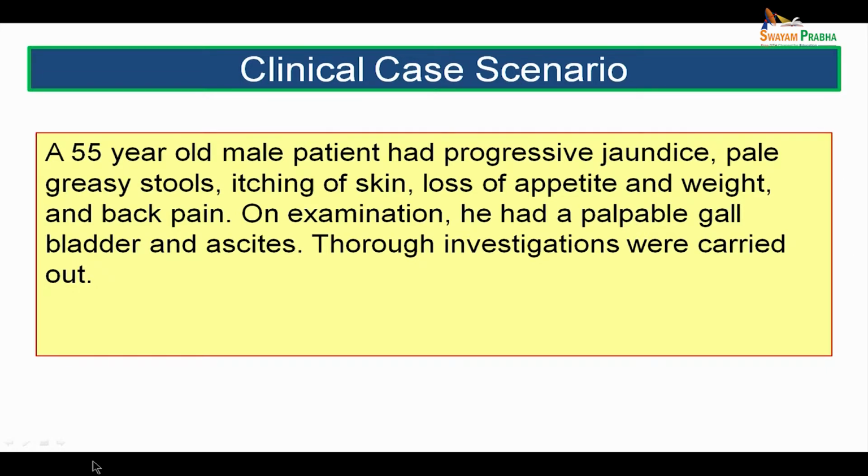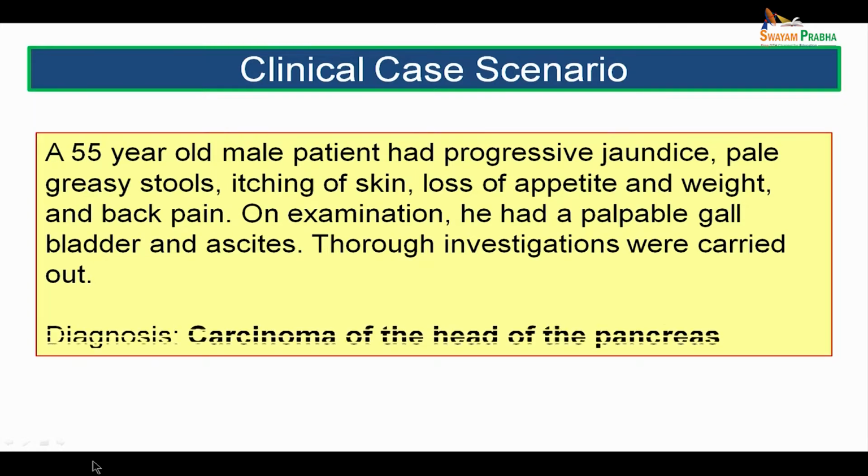A 55-year-old male patient had progressive jaundice, pale greasy stools, itching of skin, loss of appetite and weight and back pain. On examination, he had a palpable gallbladder and ascites. Thorough investigations were carried out and the clinical diagnosis was carcinoma of head of pancreas. Let us just keep these symptoms in mind. As we go through the class, we will understand why they have developed and how the diagnosis was reached.